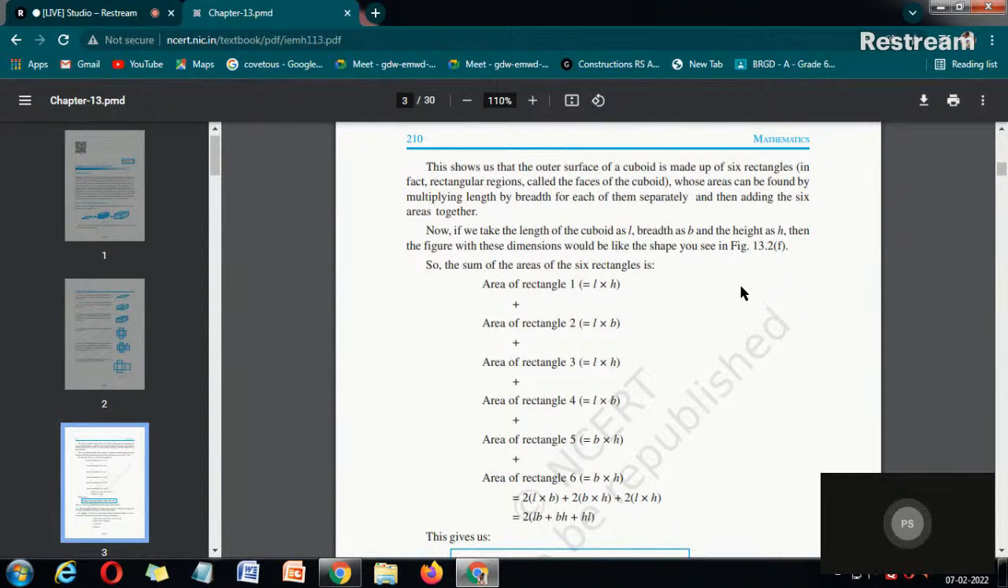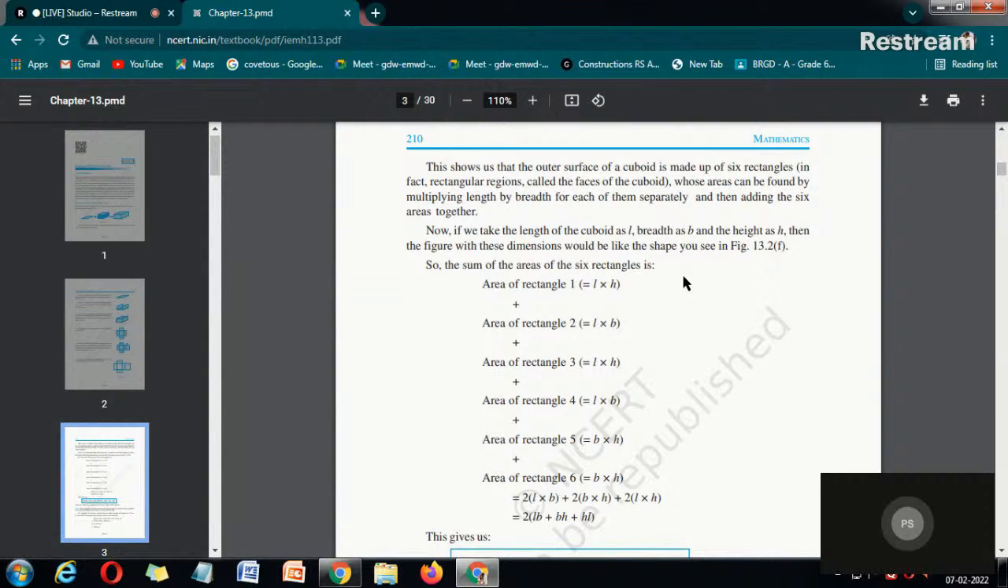This shows us that the outer surface of a cuboid is made up of six rectangles. In fact, these rectangular regions are called the faces of the cuboid, whose areas can be found by multiplying the length by the breadth of each of them separately and adding the six areas together. Now, if you take the length of the cuboid as L, breadth as B, and the height as H, then the figure with these dimensions would be like the shape you see in figure 13.2f. So the sum of the areas of the six rectangles: the area of one rectangle is L into H.